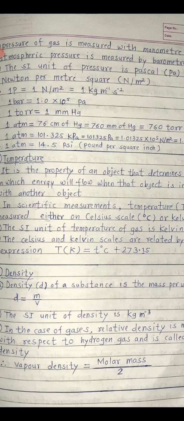Now 1 atm is equal to 101.325 kilopascal, and that is equal to 101.325 Pascal. Kilopascal is converted into Pascal.